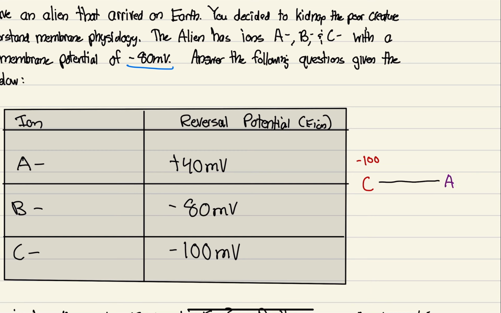Ion A over here, it's +40. And we're trying to get, right, to like -80 here. So ion A is pulling some of it, and ion C could be pulling some of it, right, to get to -80, right? It could be some amount of number. So it's just like basically a tug of war match.